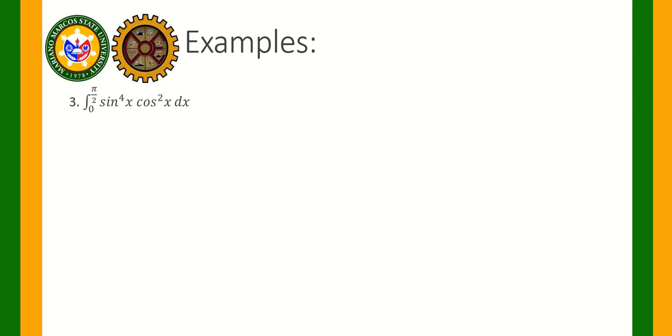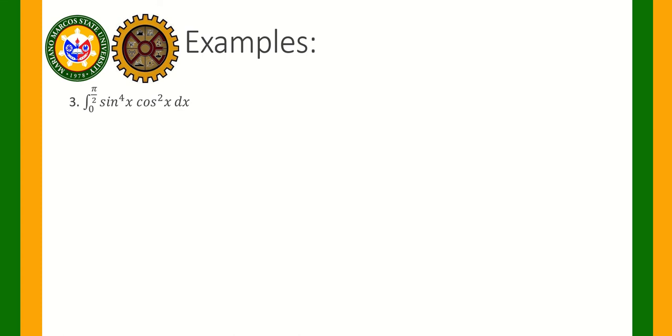Okay, so now let's try example number 3. We have the integral of sine raised to 4x cosine squared x dx from 0 to pi over 2. So, ang pwede natin gawin dito is to use trigonometric identities or the trigonometric integrals, sines and cosines. But since na-discuss na natin yung sines and cosines, you can just do it on your own. Gawin nyo yung definite integral niya.